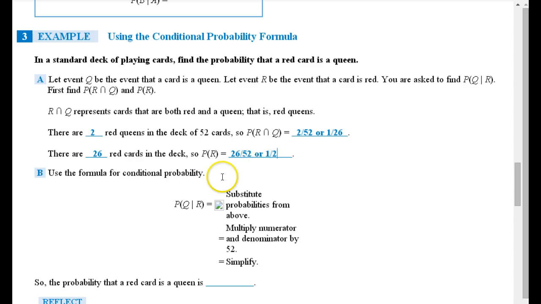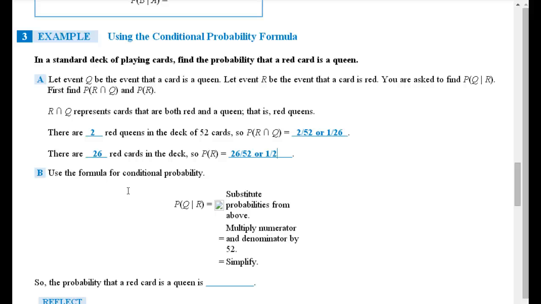So using the formula for conditional probability, the probability of Q given R is going to be the probability of the intersection of Q and R over the probability of R. So that's 1 over 26 divided by 1 over 2. Okay? 1 over 26 divided by 1 over 2.